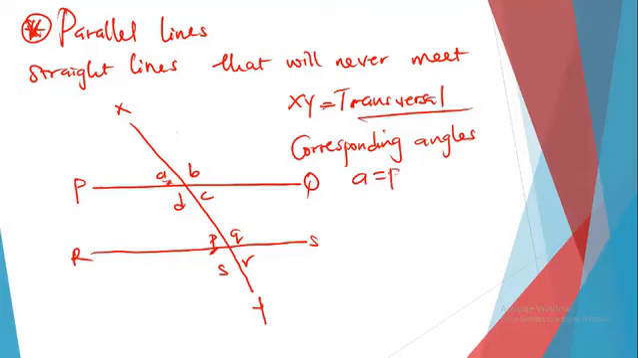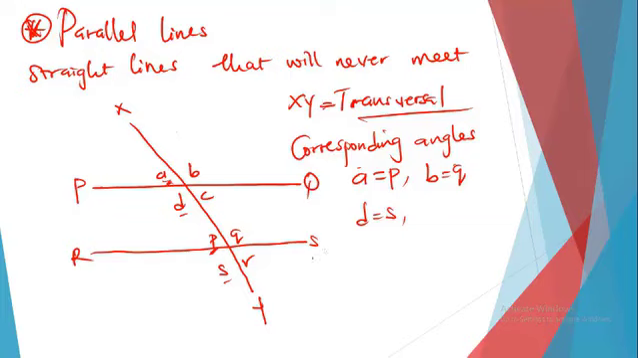Angle A is equal to P. So if A is 30, P should also be 30. Then B and Q are corresponding angles, so B is equal to Q. They are called corresponding angles. We are not done. D and S are corresponding angles, so D is equal to S.